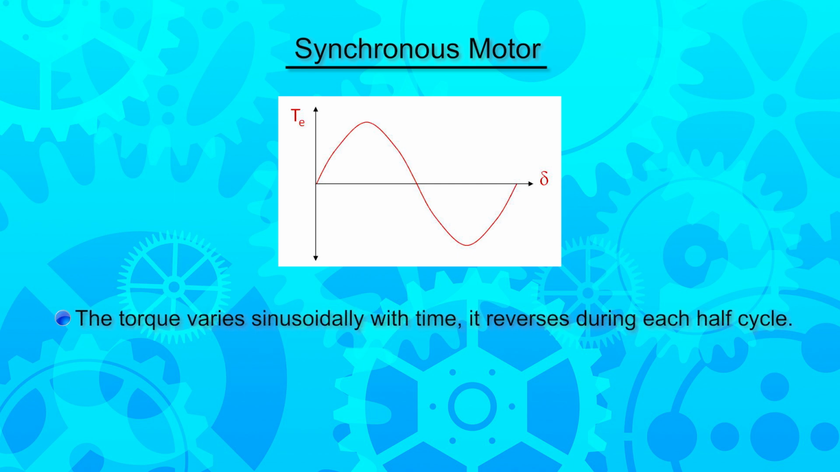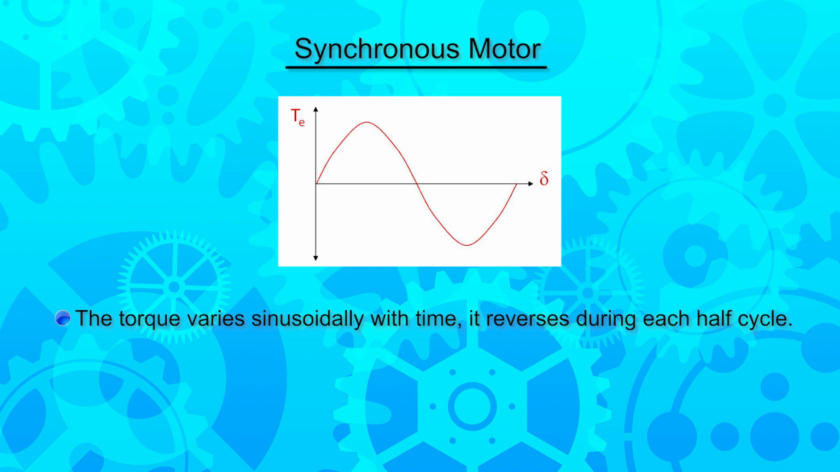The torque varies sinusoidally with time. It reverses during each half cycle. So as you can observe in this diagram, during the positive half cycle, you will have positive torque. Torque we have taken on the y-axis, whereas this angle delta is on the x-axis. So during the positive half cycle, you have positive torque, and during the negative half cycle, you have negative torque. So equal positive and equal negative torque in a single cycle.